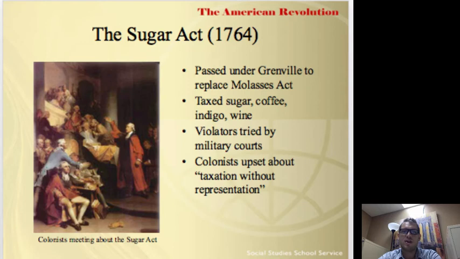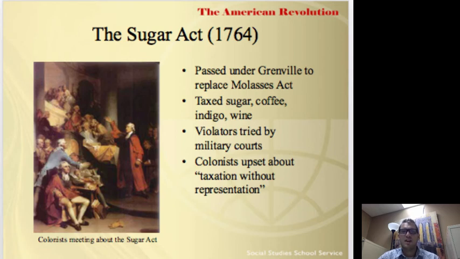In addition, those who tried to avoid paying these taxes were tried by British military courts rather than colonial courts, because the latter were more likely to involve judges and juries sympathetic to the violators of the acts. So if you were selling sugar to someone and you didn't pay taxes on it, you didn't go to a normal court. You had to go to a military trial from the British because they knew that the colonists felt bad for you.